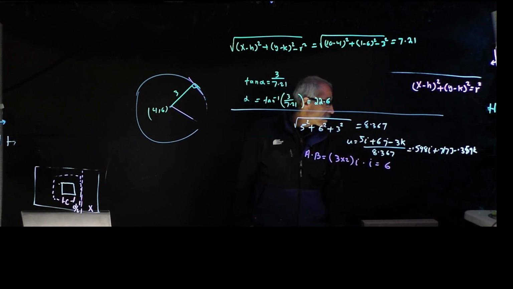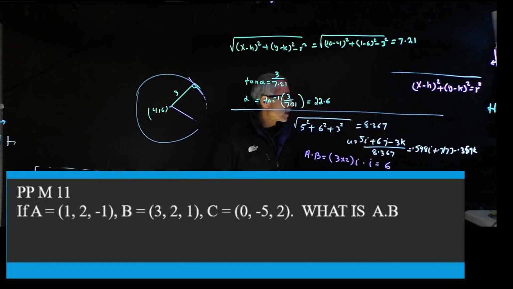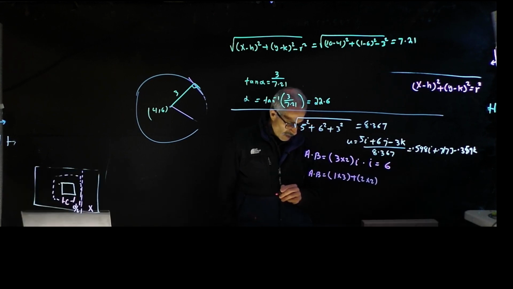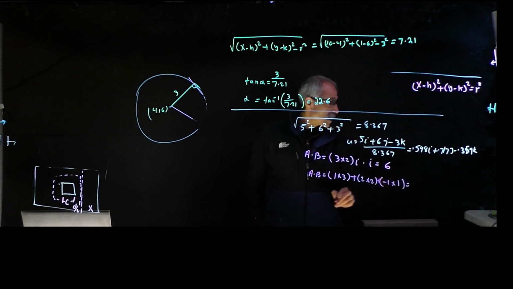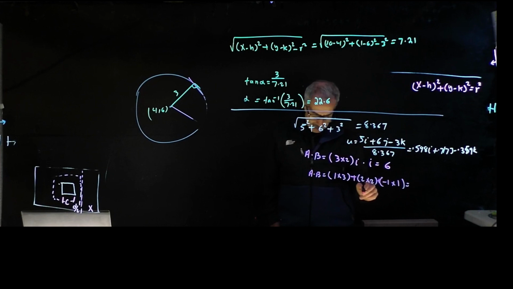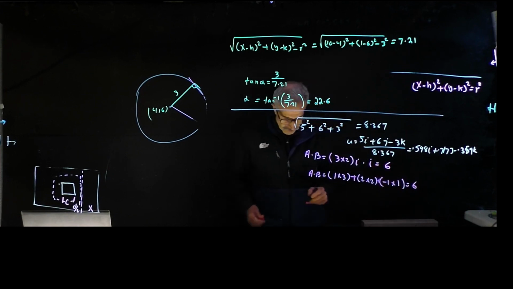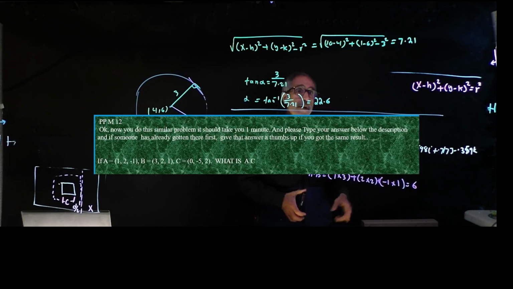Let's do the next one. They're pretty easy, so you should do this in like bang, bang, 2 seconds. What is A dot B? And they gave you A, B, and C. So the second one is going to be A dot B is equal to 1 times 3 plus 2 times 2 plus 1 times negative 1 plus 1 times 1, and if you add that up, that should come out to 6 also. You do the next one while I erase this board.